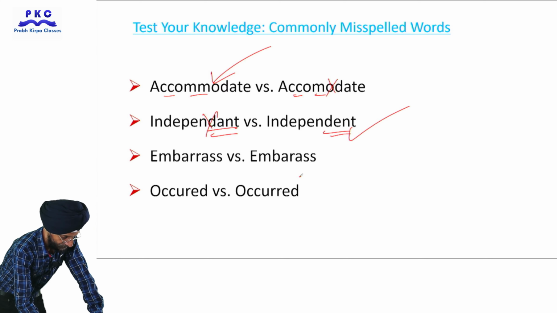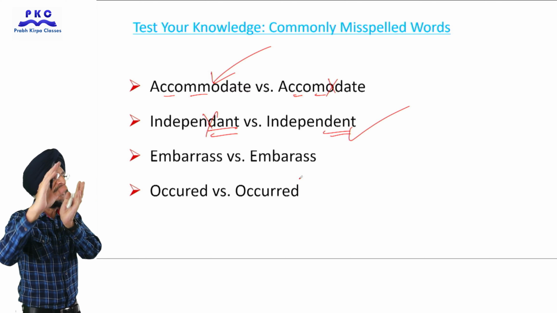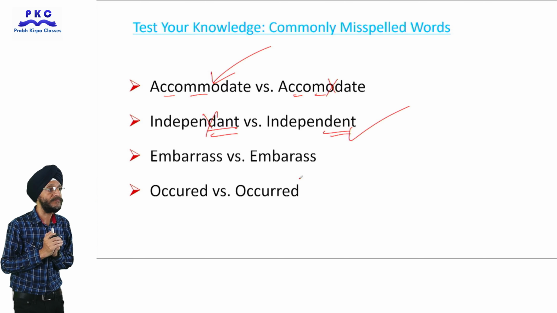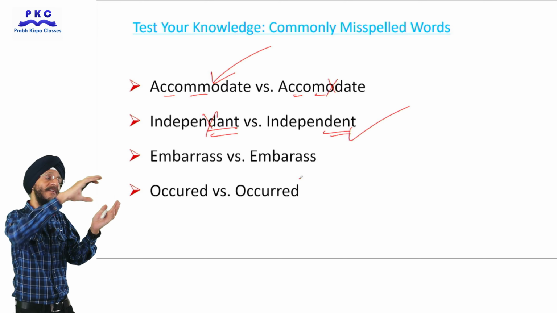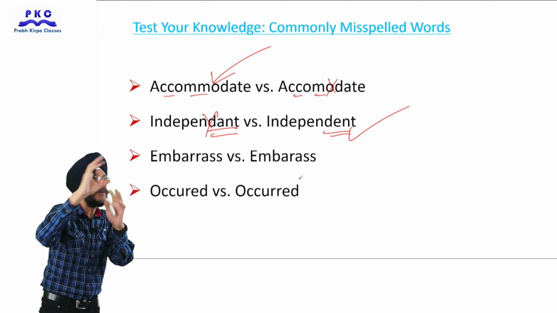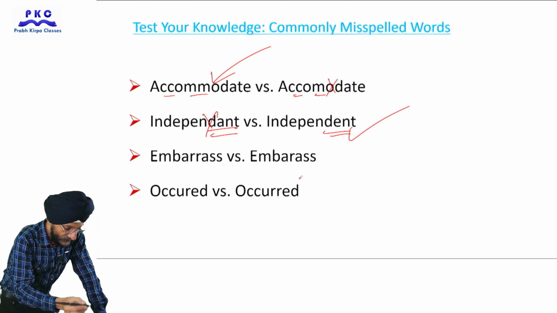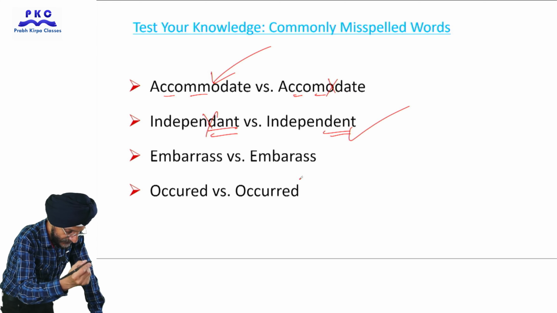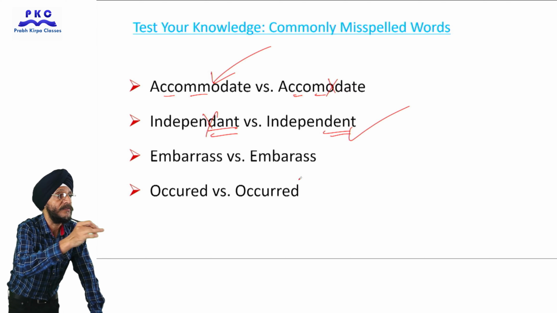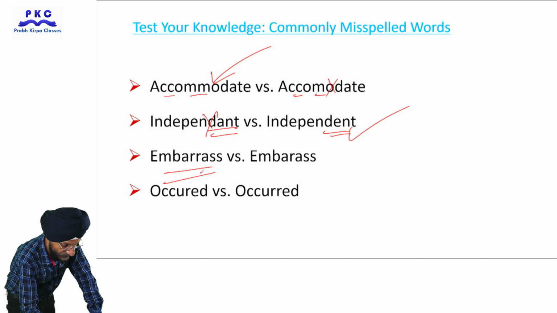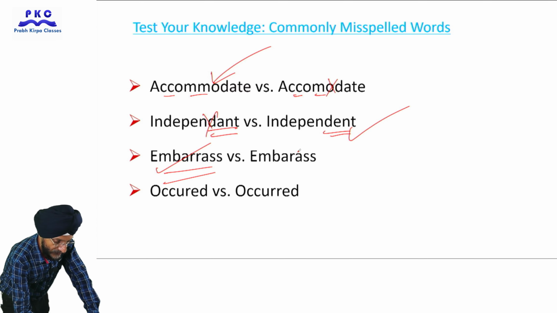Then embrace. The scandal embraced the entire organization, damaging its reputation. When there is a scandal, the image of the company is adversely affected. Here, when there is a scandal, it has embraced the entire organization. Which embrace? Here, it is the correct one. Double R, double S, and it is incorrect.